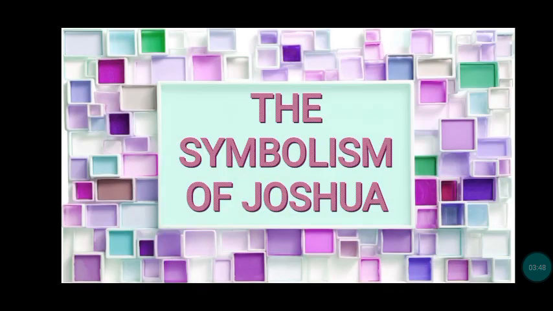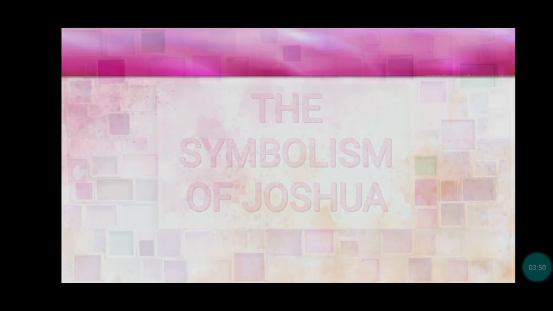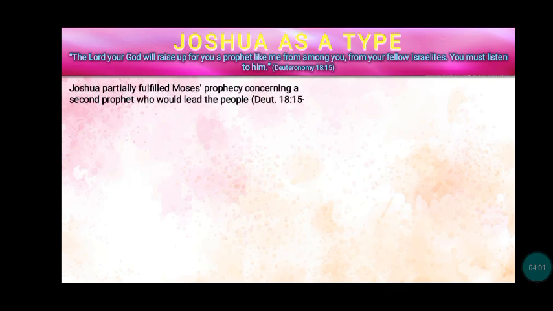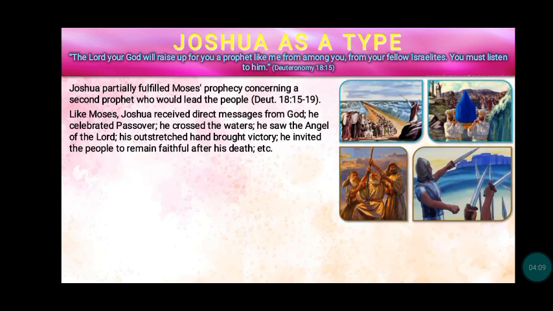The symbolism of Joshua. Joshua as a type. The Lord your Elohim will raise up for you a prophet like me from among you, from your fellow Israelites. You must listen to him. Joshua partially fulfilled Moses' prophecy concerning the second prophet who would lead the people. Like Moses, Joshua received direct messages from Elohim. He celebrated Passover. He crossed the waters.